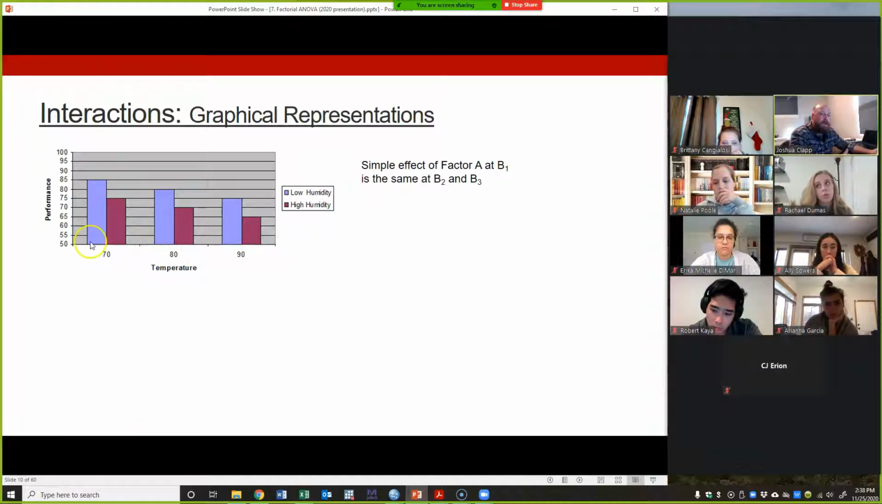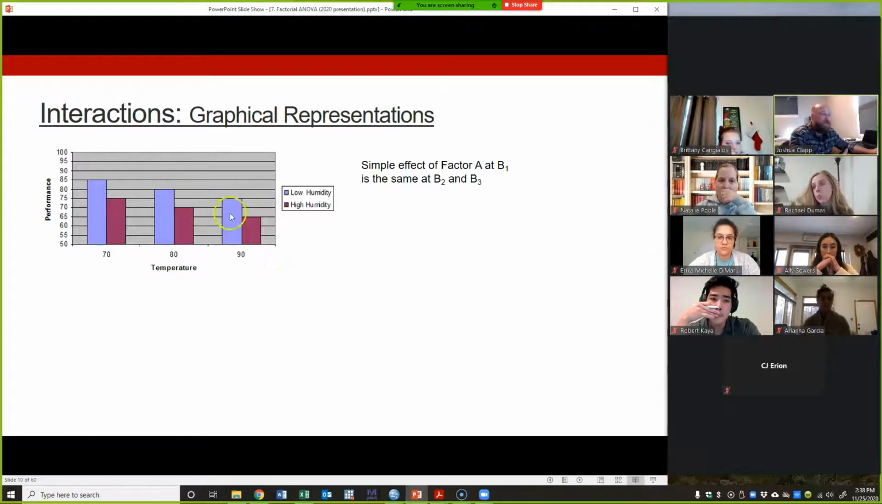But what we're seeing here is about the same difference for low humidity versus high humidity at 70, 80, 90 degrees, right? We're seeing a decrease in performance at low humidity, or at high humidity. We're seeing a decrease in performance at low humidity, right?